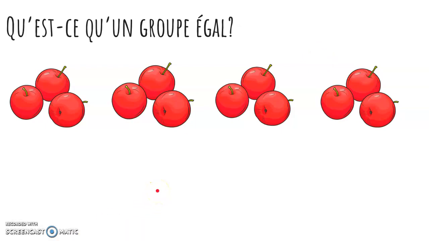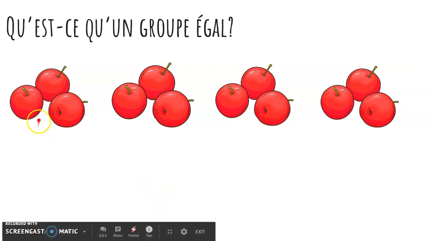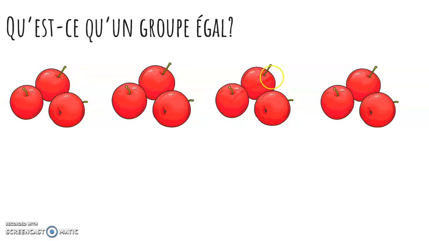So let's start by counting the apples. Here we have 1, 2, 3, 4, 5, 6, 7, 8, 9, 10, 11, 12. We have 12 apples in total. But we can use a much easier way to count these, and that is using repeated addition or multiplication.